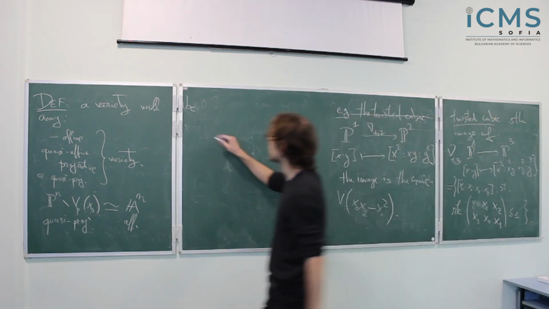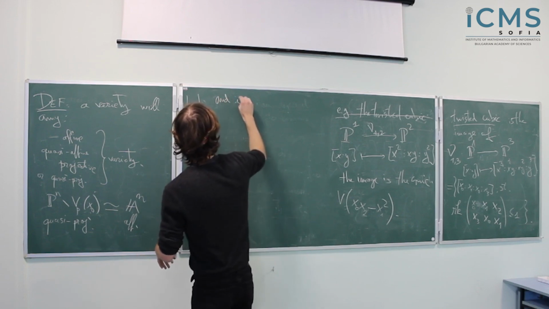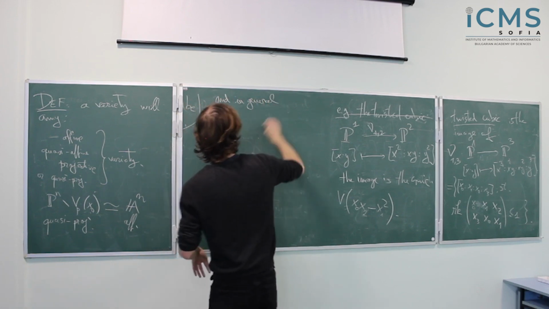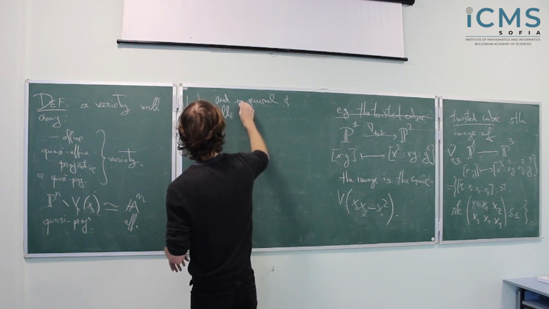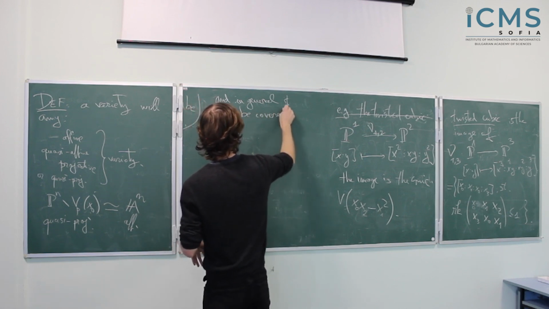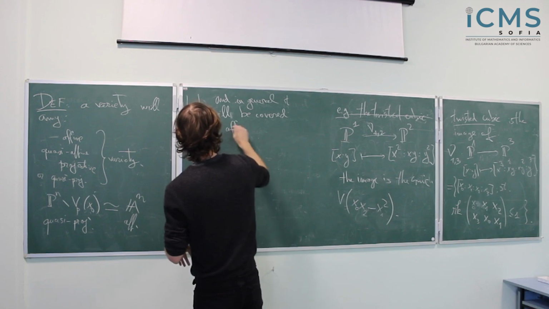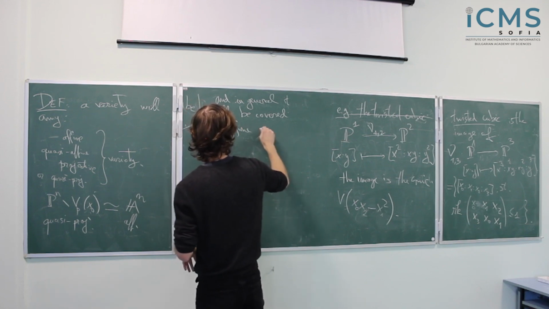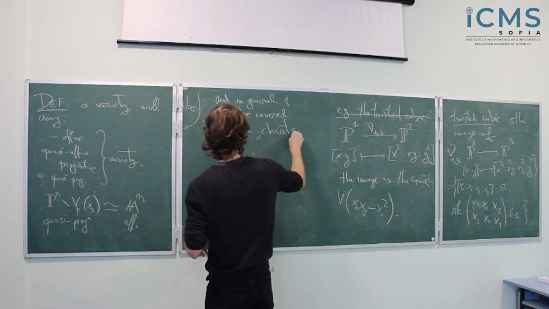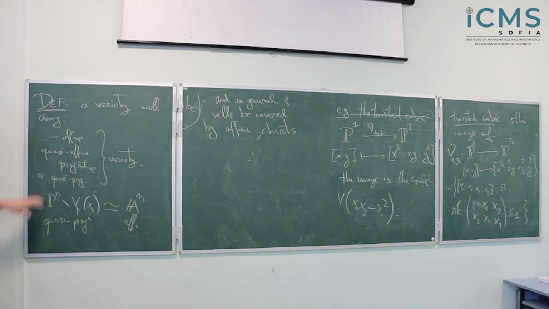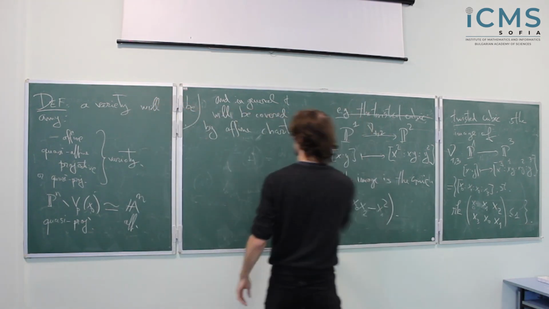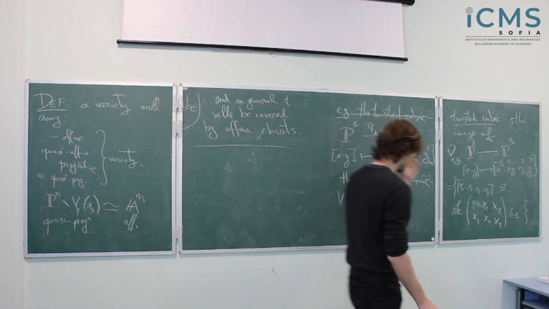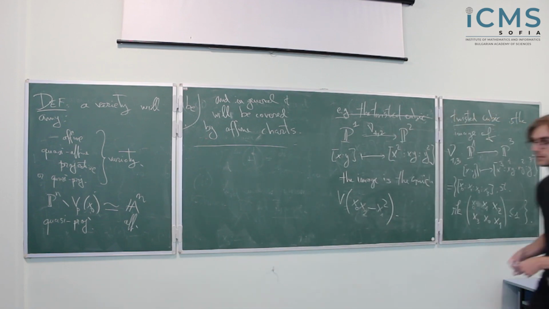Yeah. And in general, it will be covered by affine chunks, let's say. Right? Okay. So you will take a variety inside of P of n, and you consider all these open subsets. They, as we just said, would be defined like that.